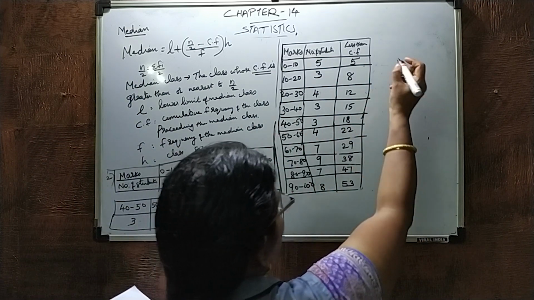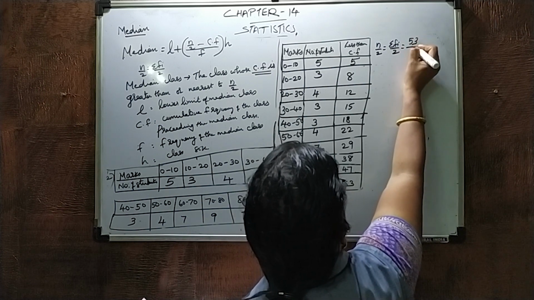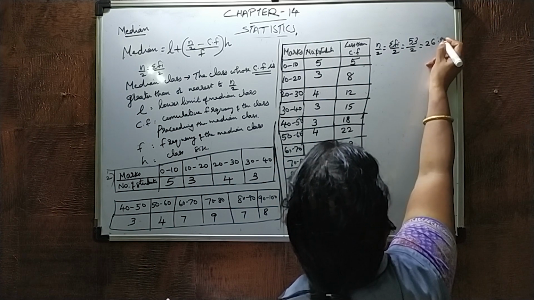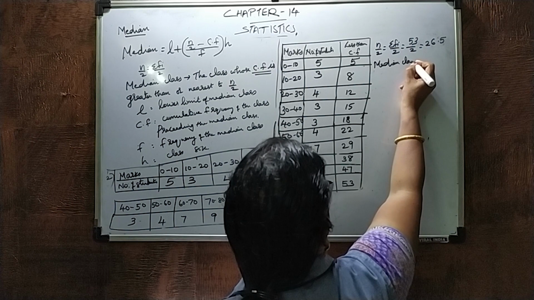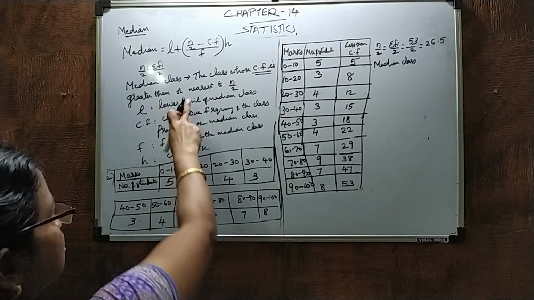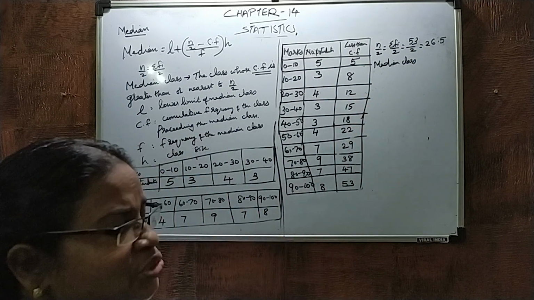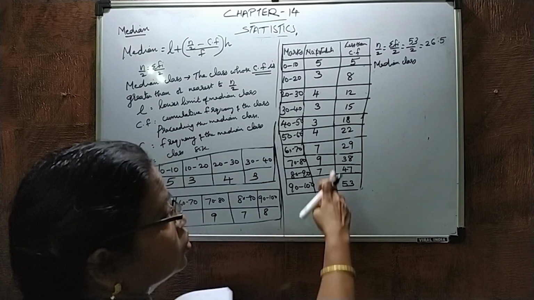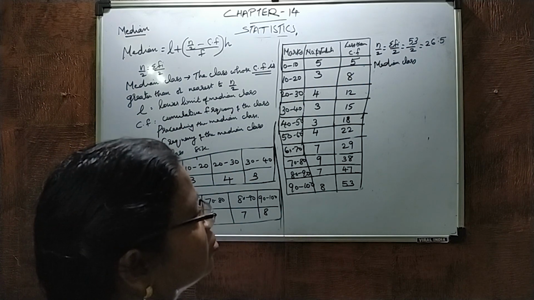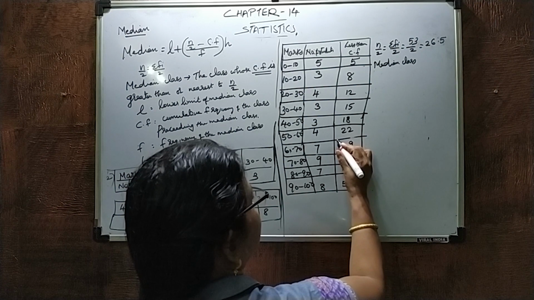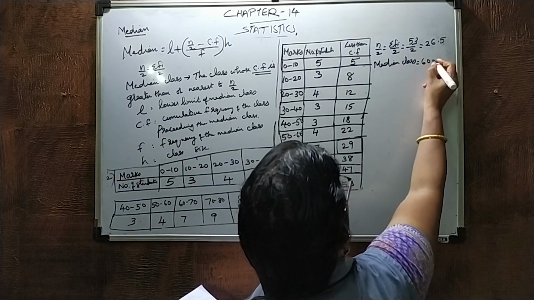Now we have to start. First thing, n by 2. N by 2 means sigma fi by 2. Sigma fi is 53 divided by 2. You will get 26.5. Then you have to find out the median class. The median class is the class whose cumulative frequency is greater than or nearest to n by 2, that means nearer to 26.5. Here it is 29, which is nearer to or greater than. Always take greater than, don't take less than. So the median class is 60 to 70.